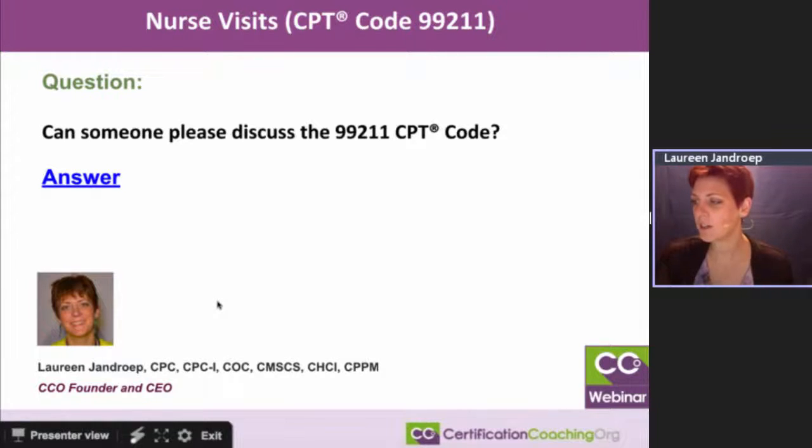My question here, nurse visits. This is regarding CPT Code 99211, and the question is, can someone please discuss 99211 CPT Code?